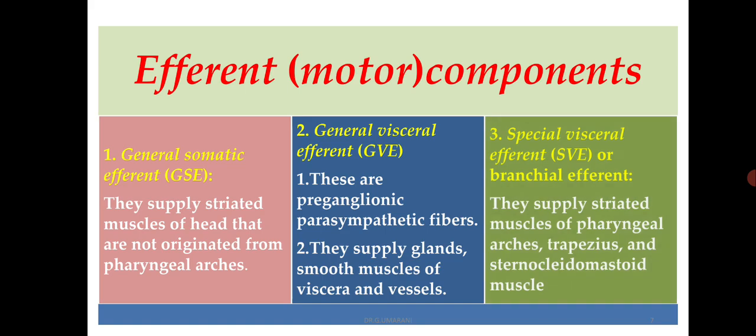The third one is the special visceral efferent. These nuclei supply the striated muscles derived from the branchial arches or pharyngeal arches, like mastication muscles, facial expression muscles, and muscles of the soft palate and pharynx, larynx.